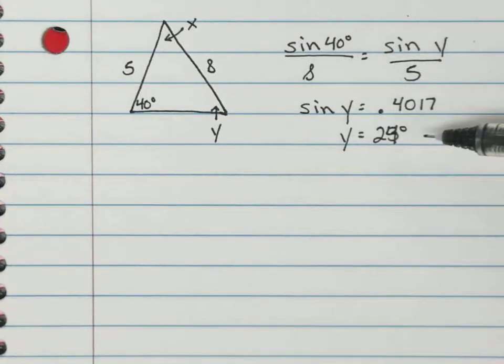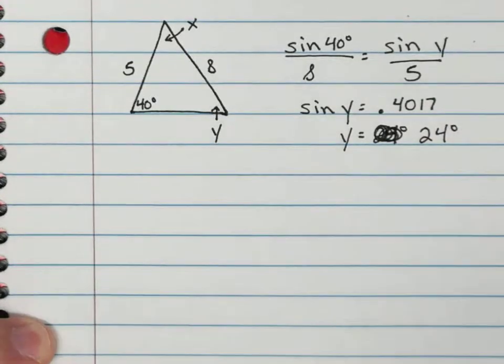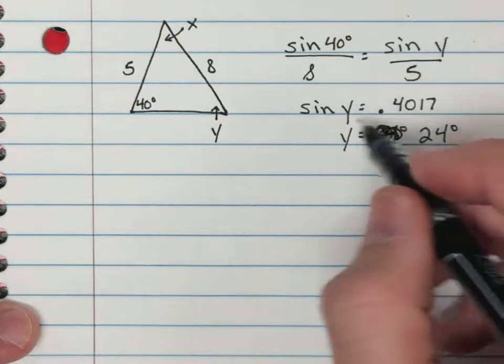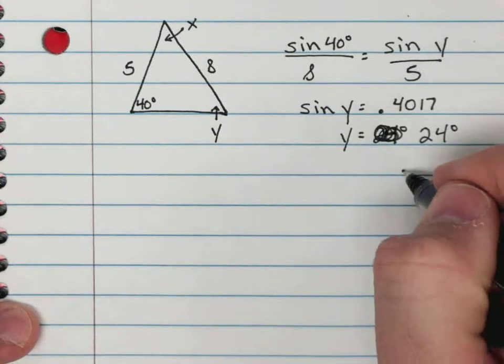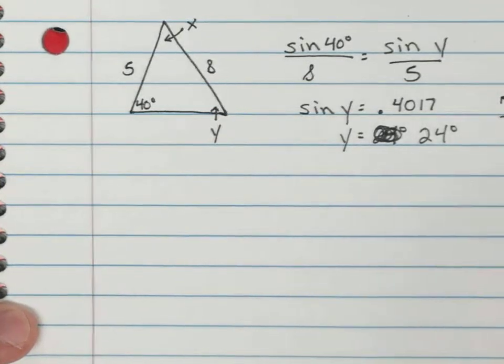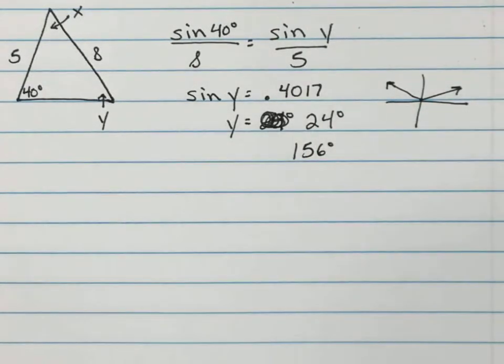Also a reminder from yesterday that that's not the only answer, that you could also have a possible second one. Let me show you, on some of the problems last night, it would ask you how many possible triangles there are. Well, from the inverse sine, that's not the only answer. Y could also be a second quadrant angle. Here's 24. You have a second quadrant angle that has that same reference angle, which would be 156 degrees.